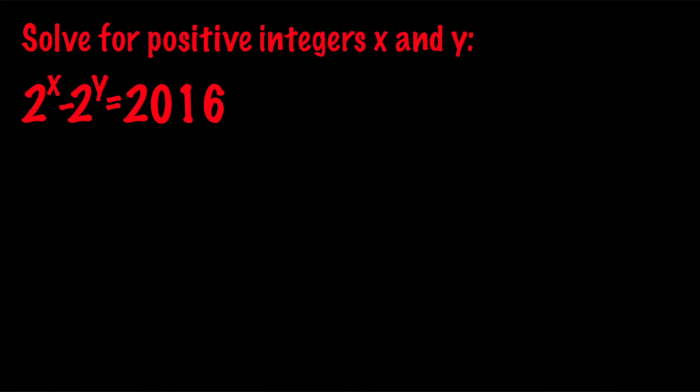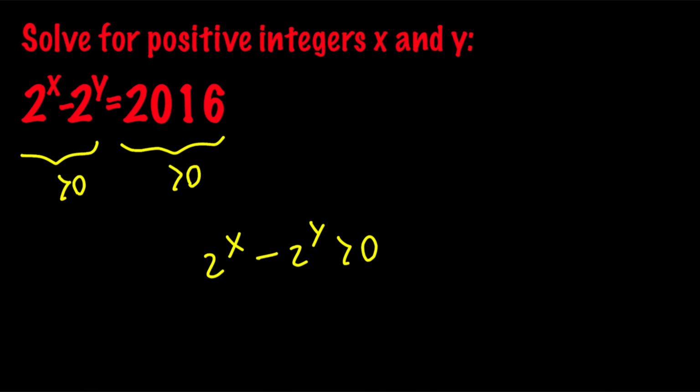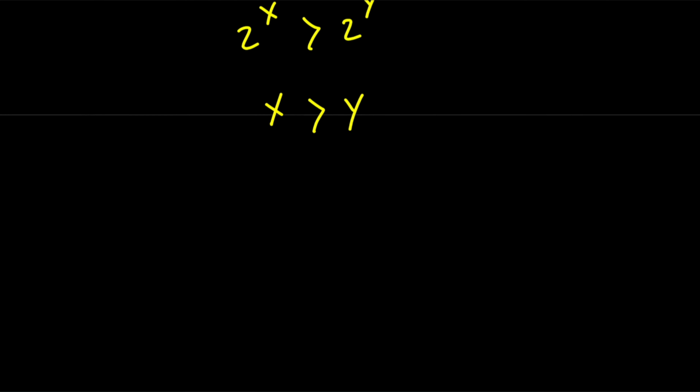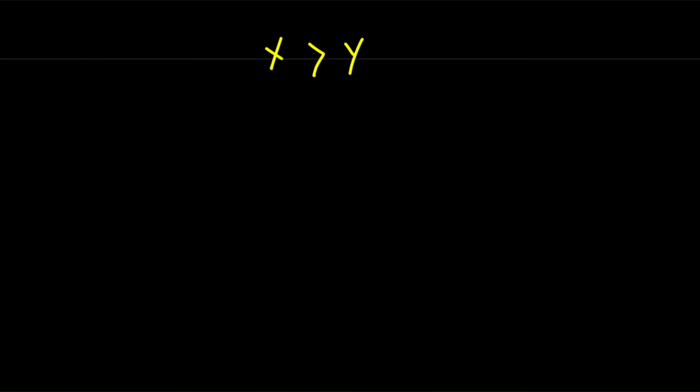Let's start with the fact that 2016, the right-hand side of our equation, is positive. Therefore, the left-hand side must be positive, which means that 2 to the power of x minus 2 to the power of y is positive, which means that 2 to the power of x is greater than 2 to the power of y, which means that x is greater than y. Great. So x and y are two positive integers, and x is the greater one.